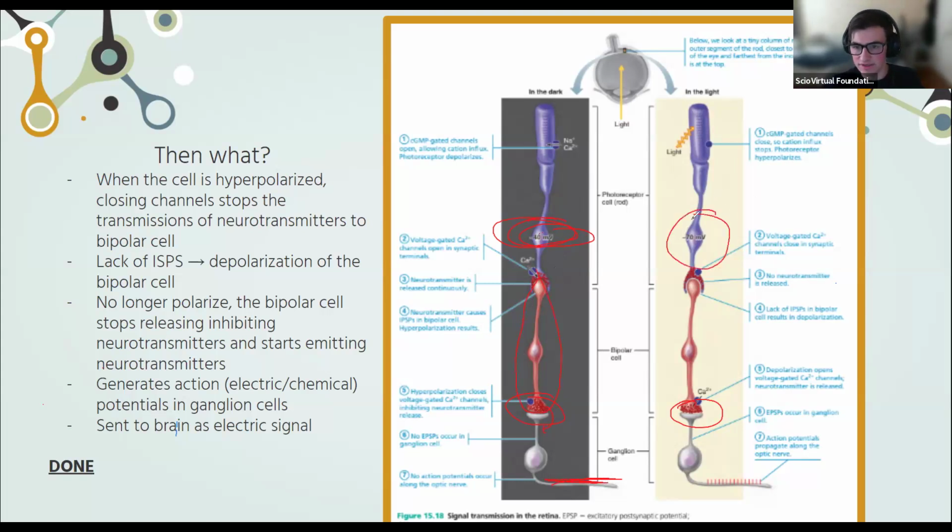But when we have light, now this becomes polarized. So this unpolarizes. It's not polarized anymore. And so the lack of IPSPs is going to cause the lack of polarization. Please excuse me. And then that is going to allow the release of neurotransmitters into the ganglion cell, which is going to produce a signal out here that we can see. And that is sent to the brain as essentially an electrical signal because it's the difference in potential. Technically chemical potential, but you get what I mean. This is a very big overview of what happens. It's very, very simplified because I could talk about this for an hour probably.